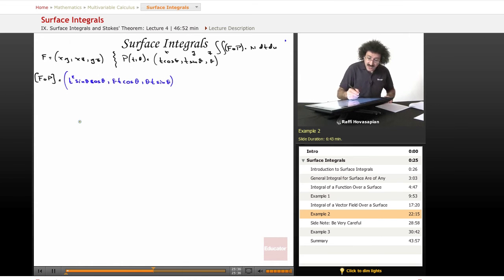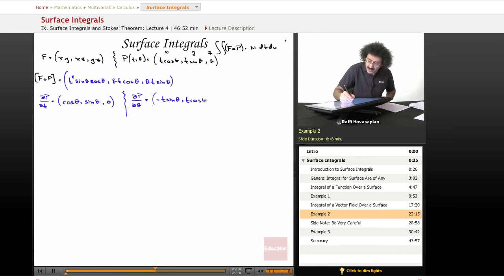Now I go ahead and take dp dt. I just have to go through this step to get what I need. So I take the partial of the parameterization with respect to t, and I end up with cosine theta, sine theta, and 0. I'm going to take the partial of the parameterization with respect to theta, and that's going to be minus t sine theta, t cosine theta, and 1.